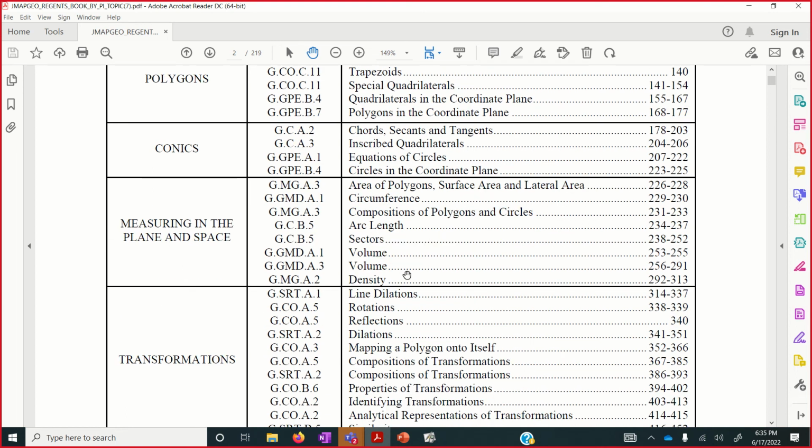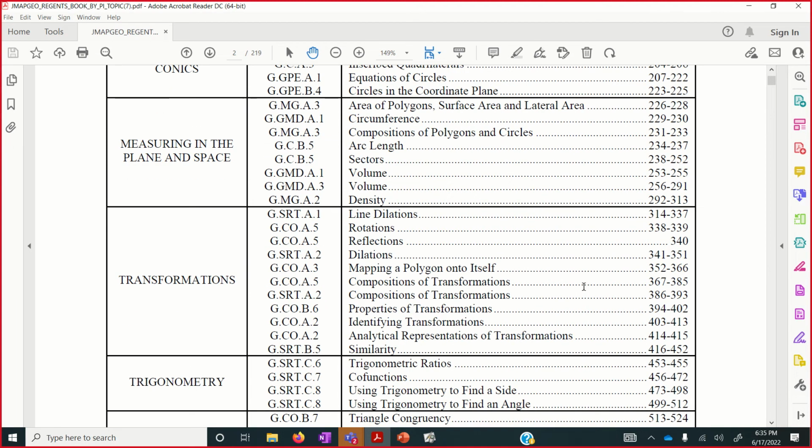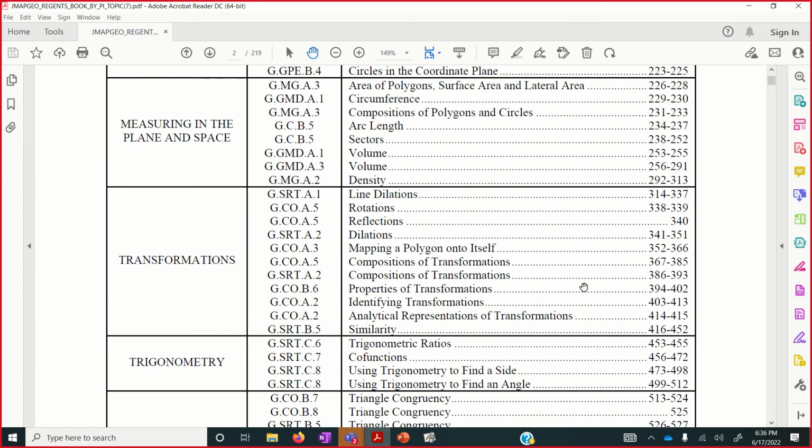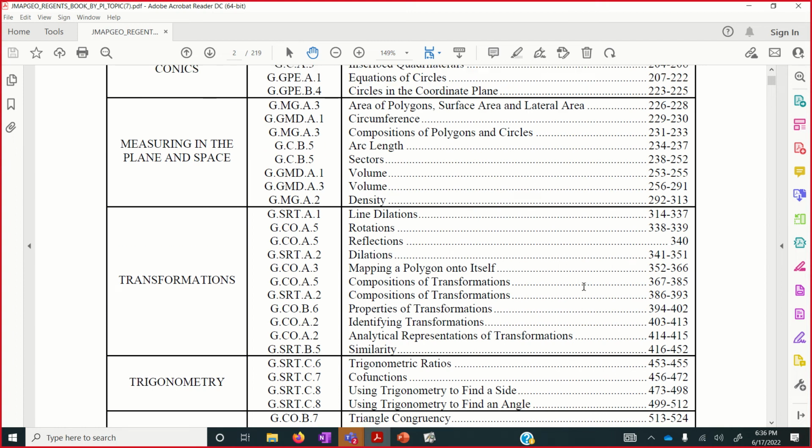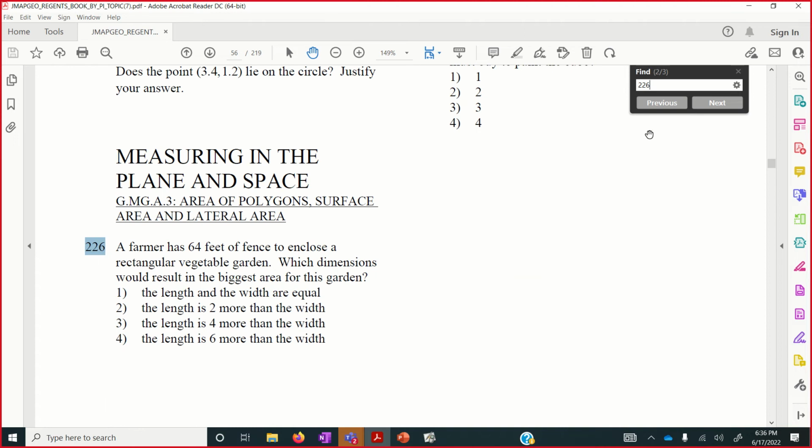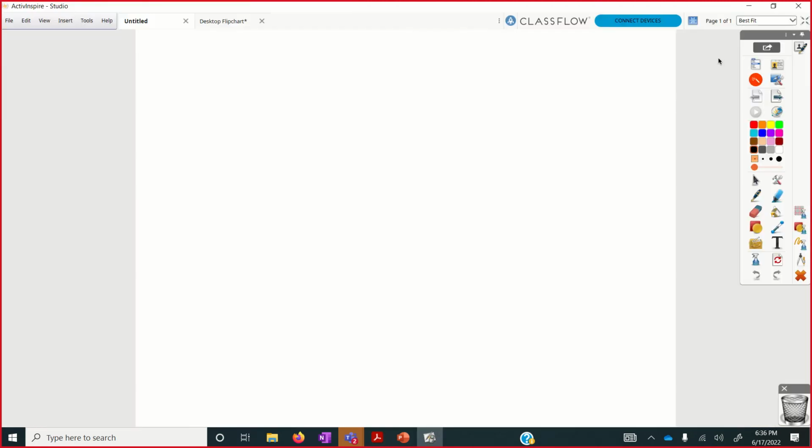Out of all the questions they've ever asked on volume, density, area and surface area, there's been three questions on area of polygons, surface area and lateral area ever asked out of the 560 questions that they've done. So it is pretty rare. But just to be certain, all right, remember there's essentially just a couple formulas we want to keep in mind.